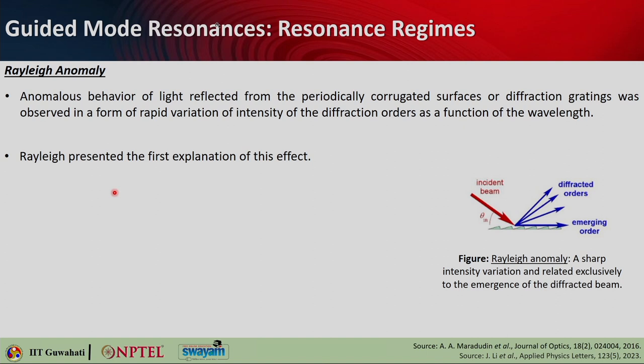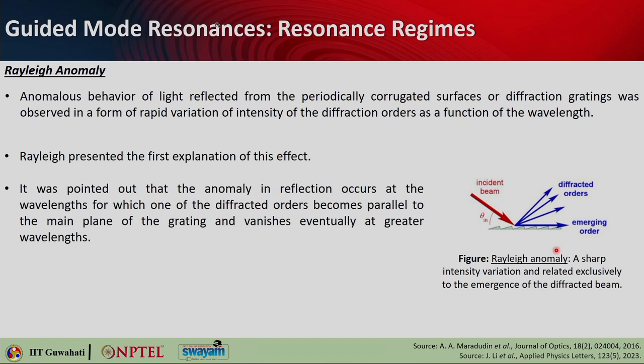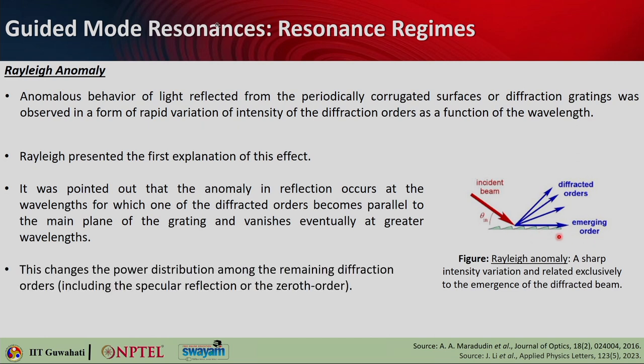So Rayleigh was the first to represent this particular effect and he was able to explain this. That is why the anomaly is named after him. It was pointed out that the anomaly in reflection occurs at wavelengths for which one of the diffracted orders becomes parallel to the main plane of the grating like this, okay, and then eventually it will vanish at greater wavelengths, because after that the reflected one cannot go inside, so that has to vanish, okay.